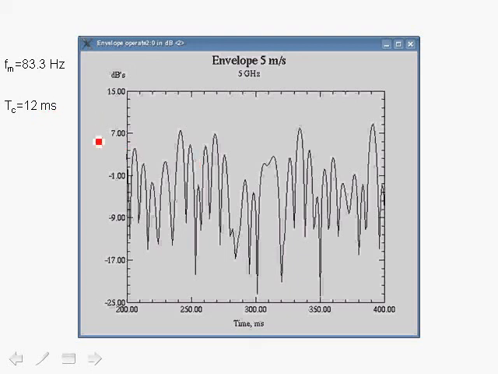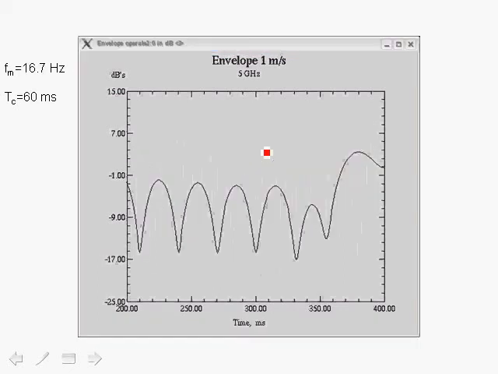But if the packet exceeded 12 milliseconds, then it would exhibit fading, and we can have pretty much deep fades. Here we show the results of the envelope at 5 gigahertz with a vehicle speed of 1 meter per second, or in this case a pedestrian speed. The Doppler shift is 16.7 hertz and the coherence time is 60 milliseconds, which translates to the fact that if the packet is much smaller than 60 milliseconds, then it won't substantially change over time.